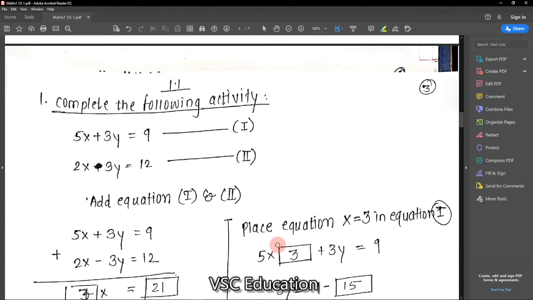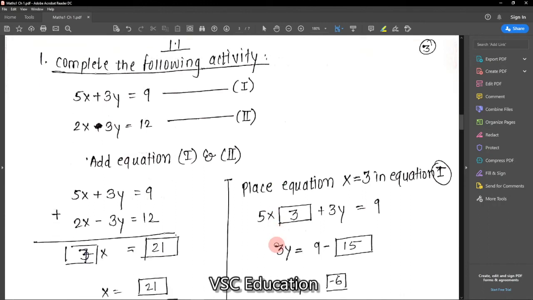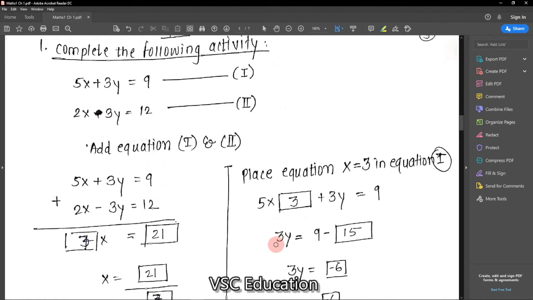Okay, now we see the first equation. Now see, in your exercise 1.1, the equations are given, that is the first sum. Two equations are there. The first equation is 5x plus 3y is equal to 9, that is the first. The second equation is 2x minus 3y is equal to 12, that is the second. Okay, now you remember in some books addition is there, so in some, a plus sign is given, but it is minus 3y. Okay, 2x minus 3y, always there is a 3y. Now you see both the equations.